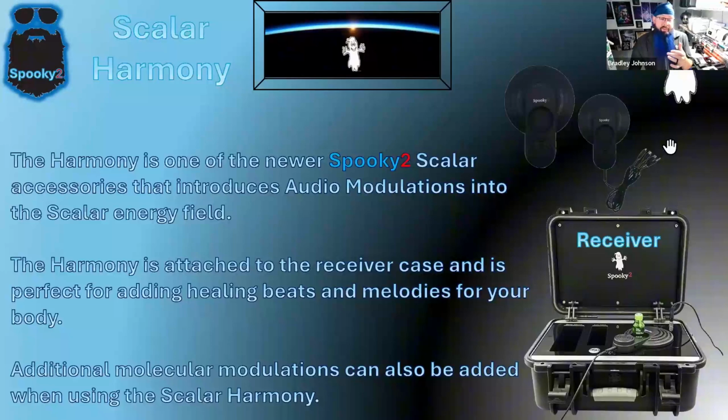Now, the unique thing about the scalar Harmony is that it doesn't impede your ability to introduce molecular weights as well. In this instance, you see an essential oil here on the case as well, and you can introduce those because there's a simple cutout already in place. So if you're doing the Harmony and medications or essential oils or anything like that, you can actually combine those modulations simply because of the way this accessory is built.